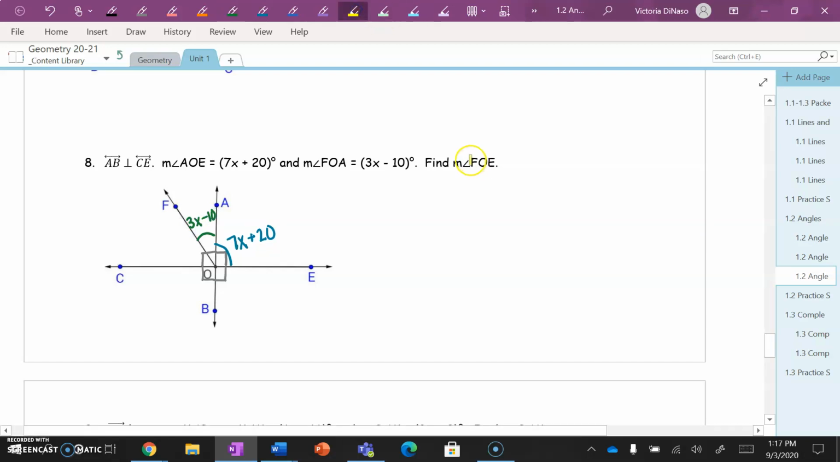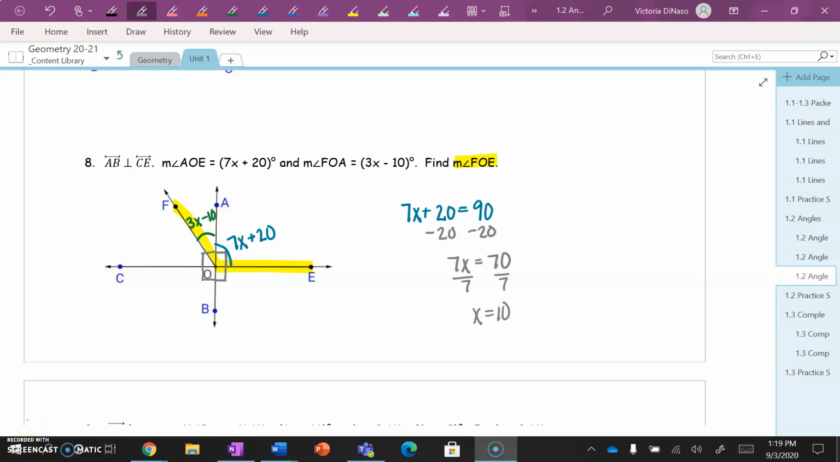So we're looking for FOE. So I'm looking for the whole thing. Right now, though, I don't know what this entire thing is. We don't have an expression there. However, I do know that 7x plus 20 is a 90-degree angle. So what I can do is set 7x plus 20 equal to 90. Because of the word perpendicular, we were able to say that that was 90. And now I can solve to find what x is.